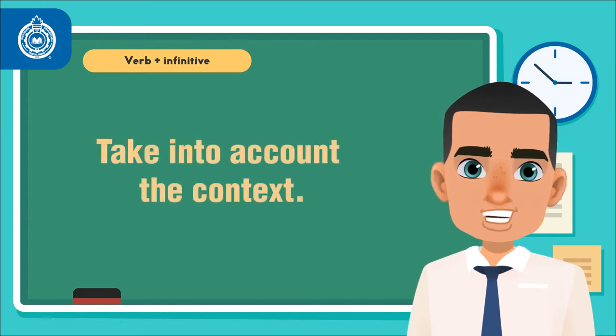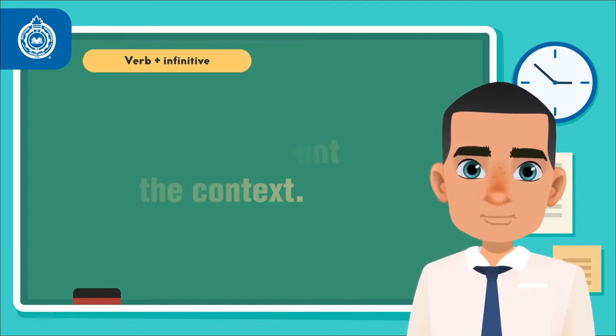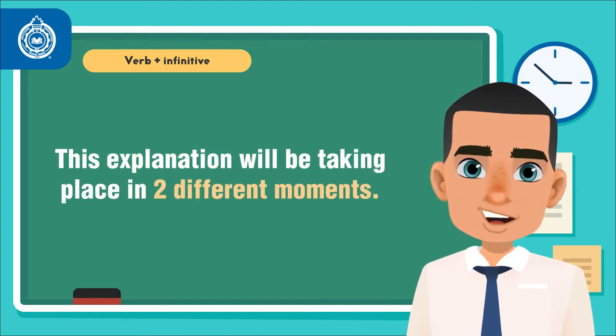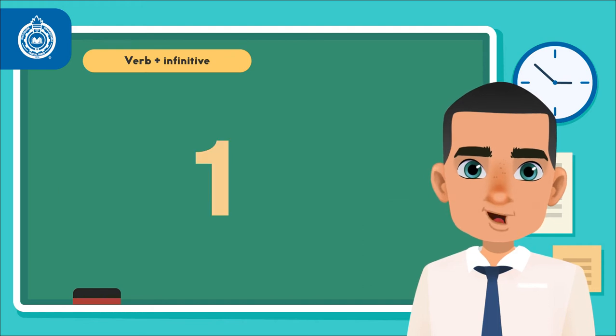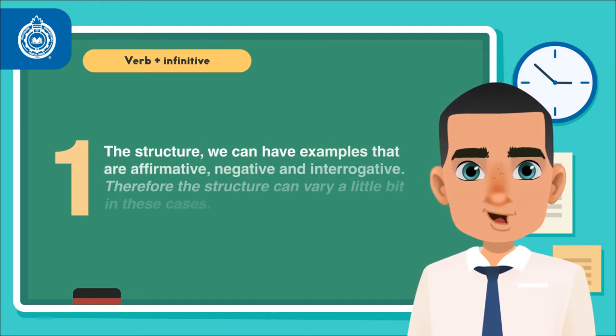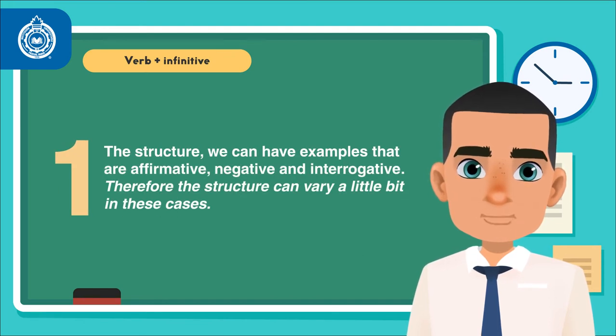It is important for you to take into account the context, both of its use and how it is being employed. This explanation will be taking place in two different moments. The first one is the structure, and for that, please bear in mind that we can have examples that are affirmative, negative, and interrogative. Therefore, the structure can vary a little bit in these cases.